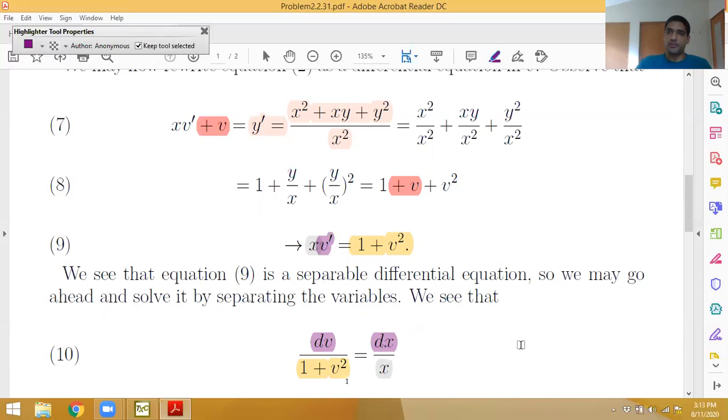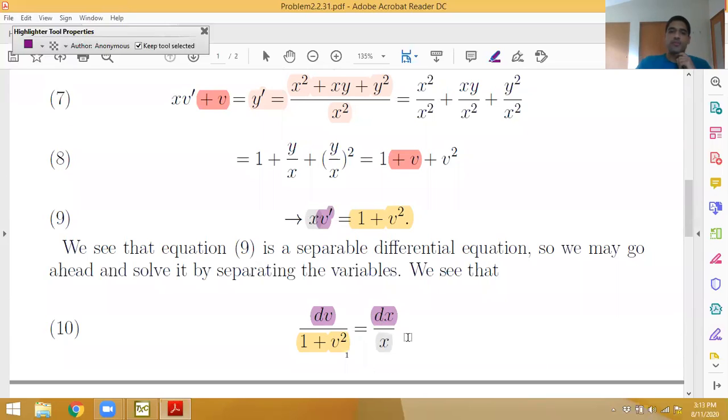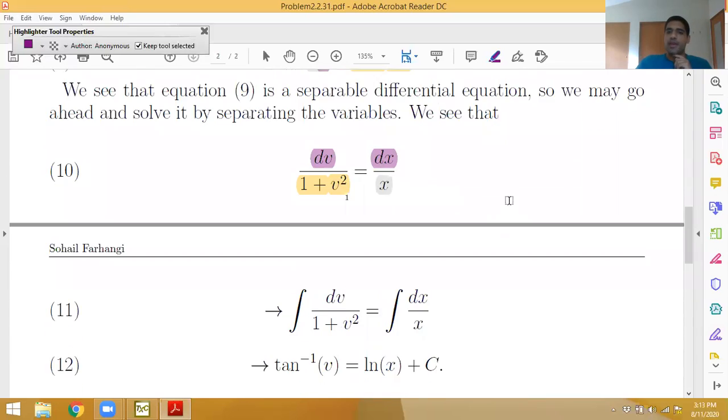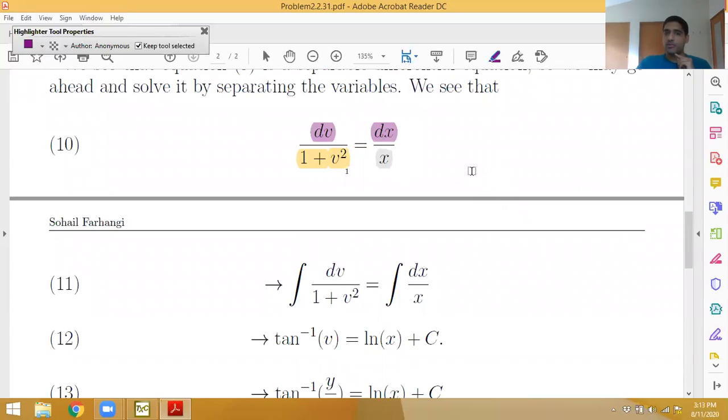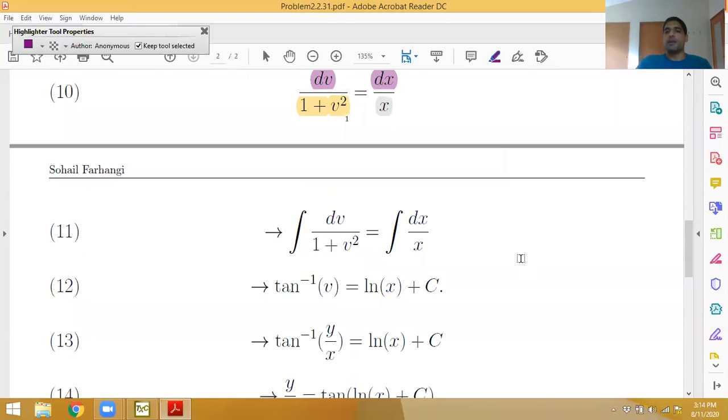Nonetheless, returning to equation 10, which is where we've gotten so far, we see that we have separated the variables. So we can go ahead and integrate each side. And then we know that the antiderivative of dv over 1 plus v squared is tan inverse of v. Antiderivative of 1 over x is natural log of x. And I put both constants of integration onto one side, so I just have this plus c.